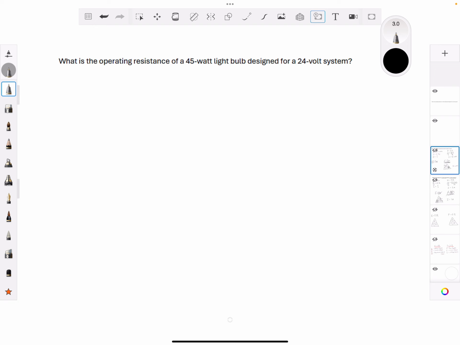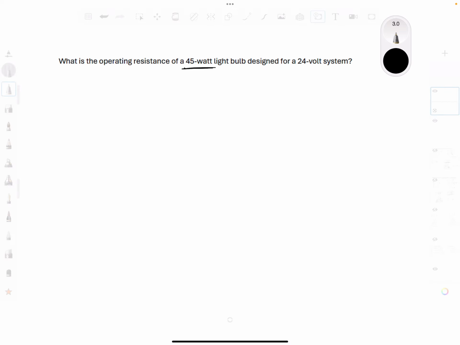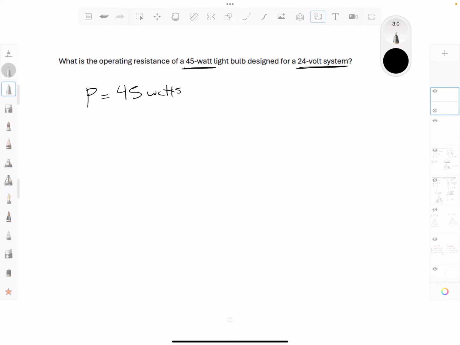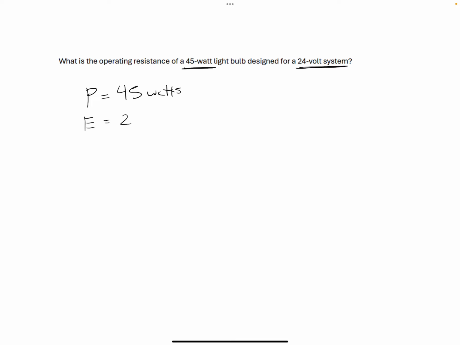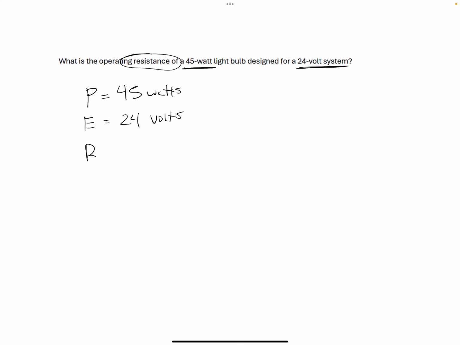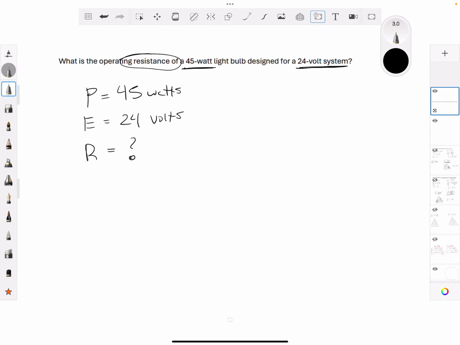All right, so here's one that's a little more difficult. It says, what is the operating resistance of a 45 watt light bulb designed for a 24 volt system? So again, with my problem solving method, what I'm going to do is write down everything I know. So I say it has watt, right? I need to recognize what watt is. Watt is electrical power. So I'd have 45 watts in a 24 volt system. So we know E is 24 volts. What do we want? We want resistance. So that's our unknown value.